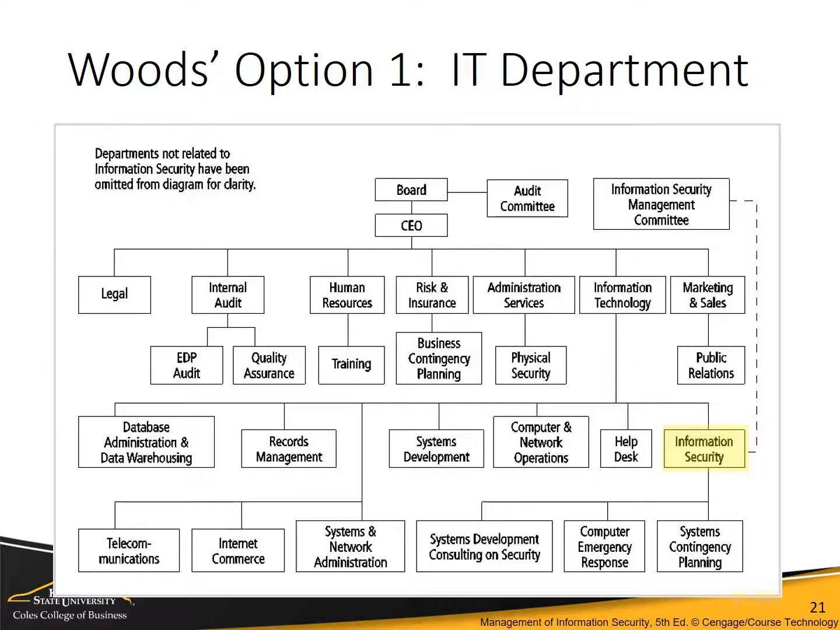Option 1 is a separate and distinct IT department with information security reporting through the IT department, but also having the responsibility to report to the InfoSec management committee. This option combines IS and IT and has inherent limitations, as we mentioned. Moreover, there isn't a CIO or a CISO with a seat at the table for the board of directors, which is not ideal.